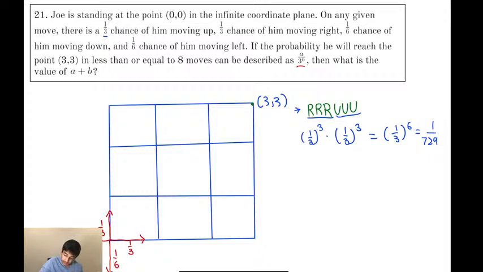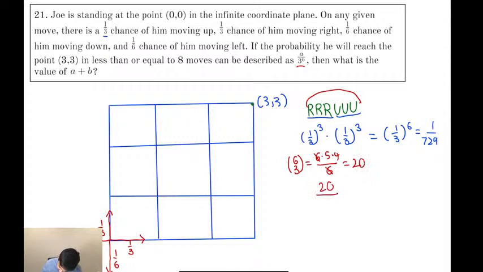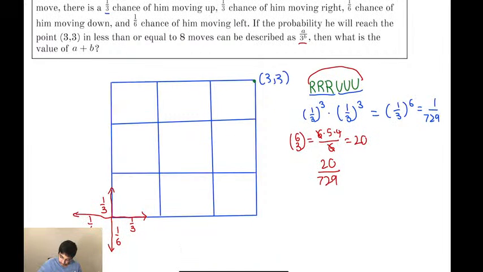Cool. But that was for this exact sequence. What about rearrangements? We can rearrange these terms in 6 choose 3 ways. 6 choose 3 is 6 times 5 times 4 divided by 6, which equals 20. So we have 20 over 3 to the 6. Okay, good. Next, what are the other possibilities?